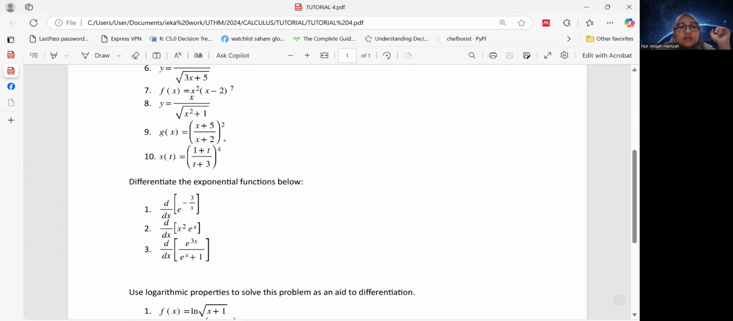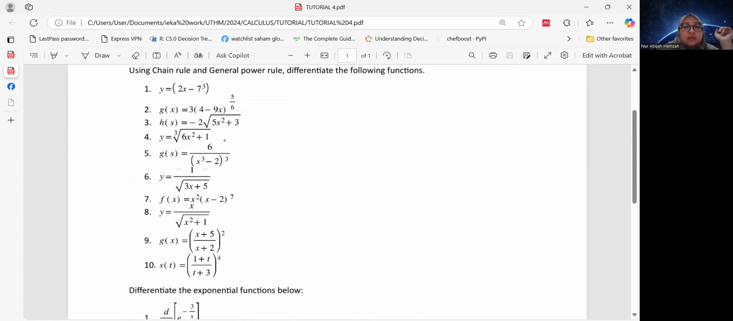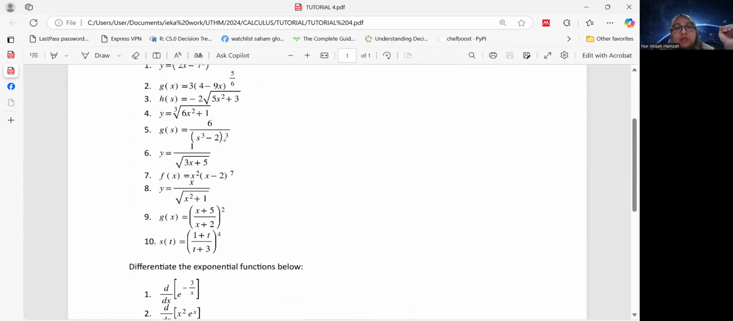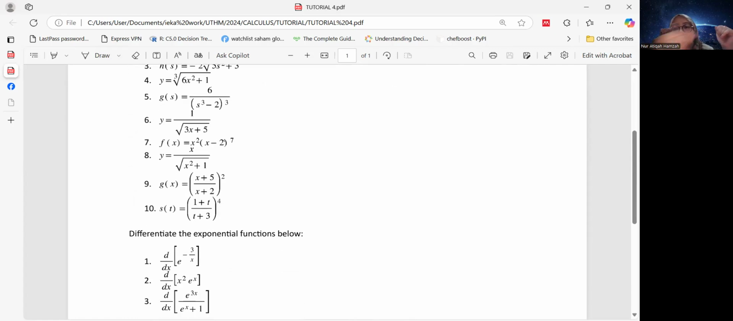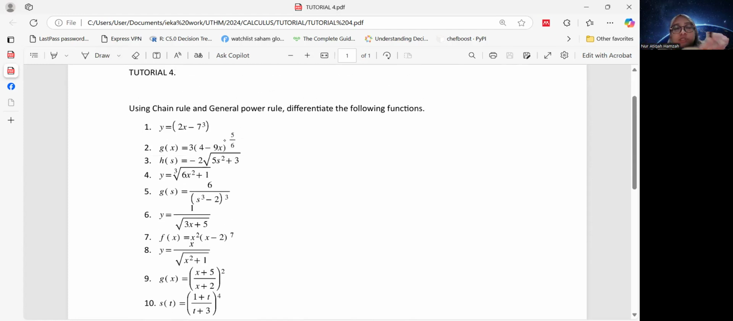Untuk tutorial saya dah sediakan lebih kurang 15 soalan yang melibatkan chain rule, general power rule, exponential dan juga logarithmic. So based on the notes, you have to try to answer all the questions in tutorial 4, and then we will discuss in the next class. Okay, face-to-face class. I think it is easier to have a discussion face-to-face regarding this topic. Okay, so see you next week.